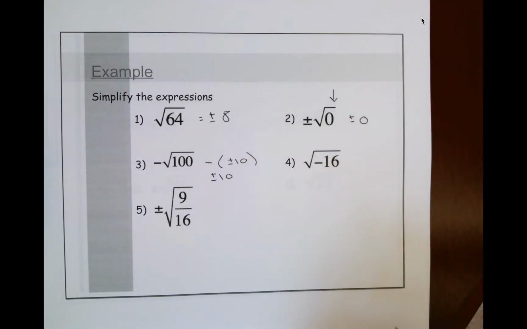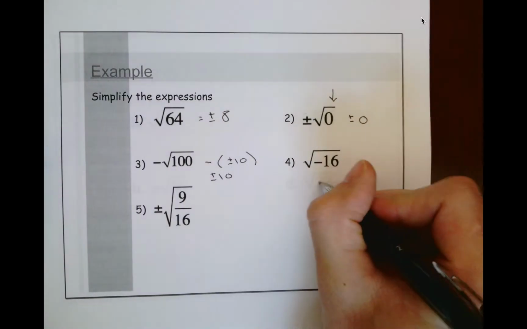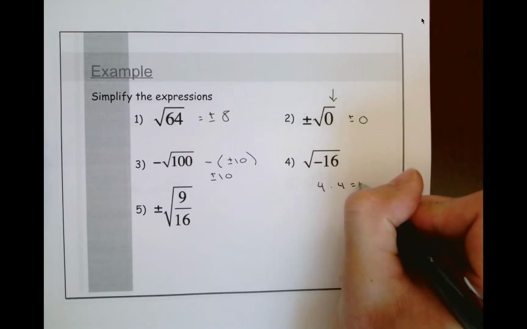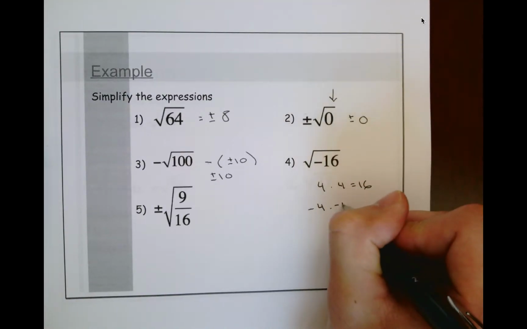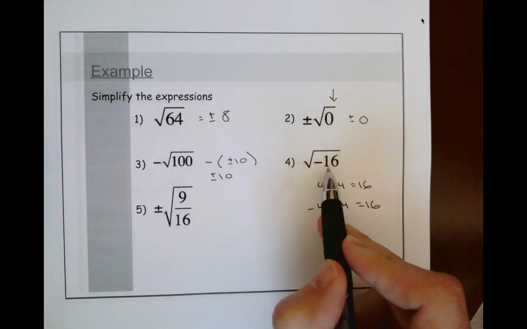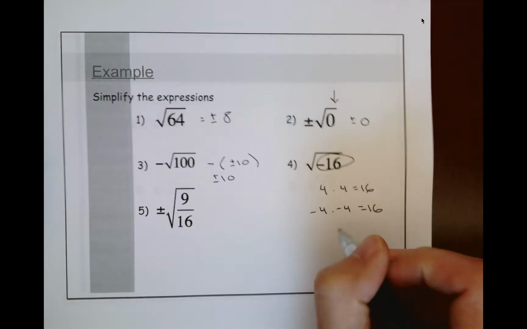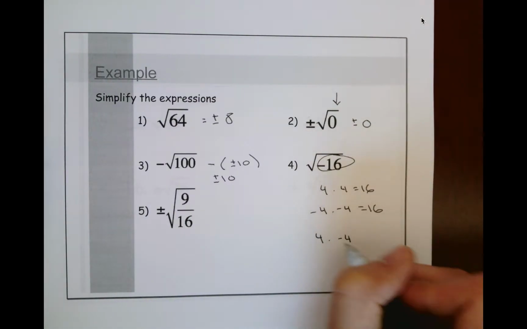Where we get an issue is number 4. If I take a look at number 4, square root of negative 16, no number times itself can give you a negative number, no matter what. 4 times 4 gives me positive 16. Negative 4 times negative 4 gives me positive 16 as well. Nothing gives me this. All right, I can't say 4 times negative 4 because these numbers are different.